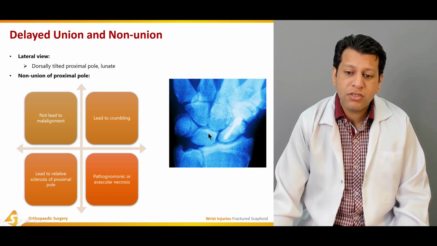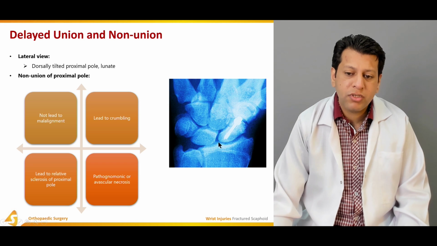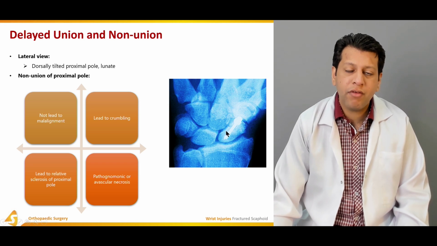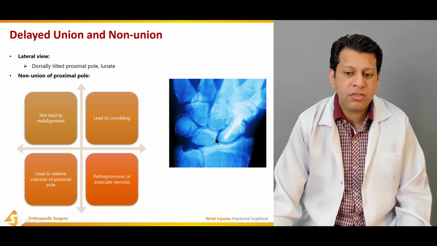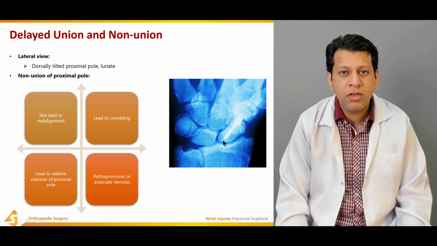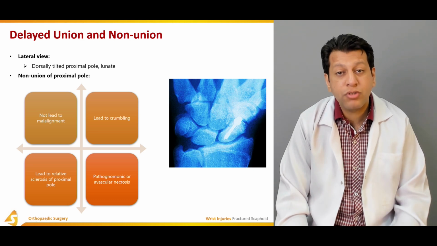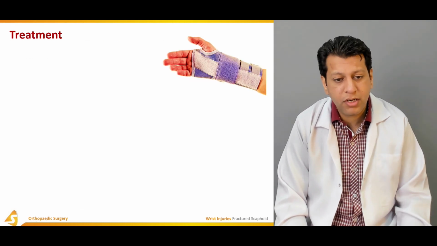Now, this is the proximal pole which is actually attached to the lunate. So once this proximal pole becomes avascularized, or there is actually AVN of this pole, the scapholunate ligament would be lost as well. So that also produces scapholunate ligamentous instability.